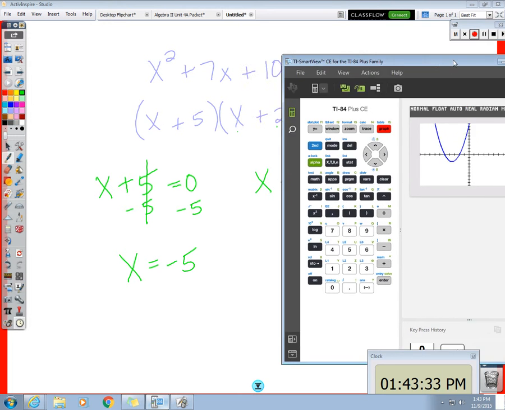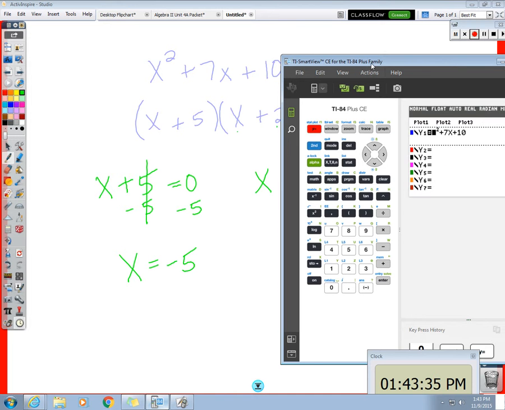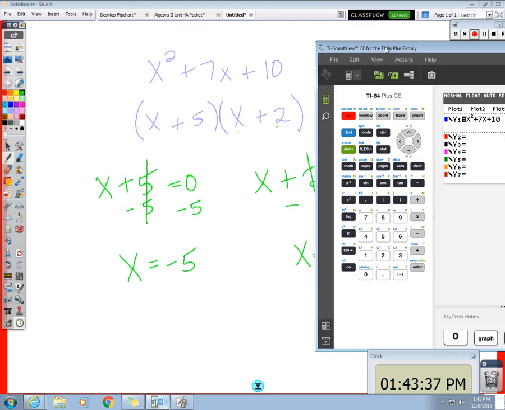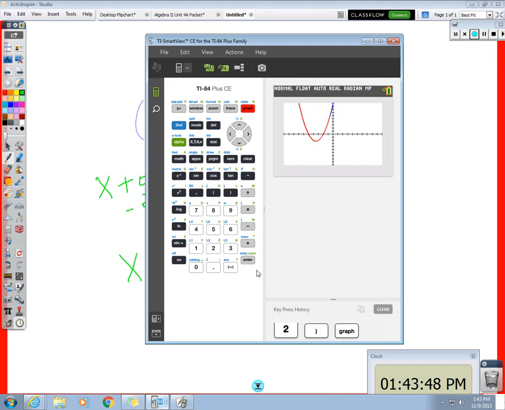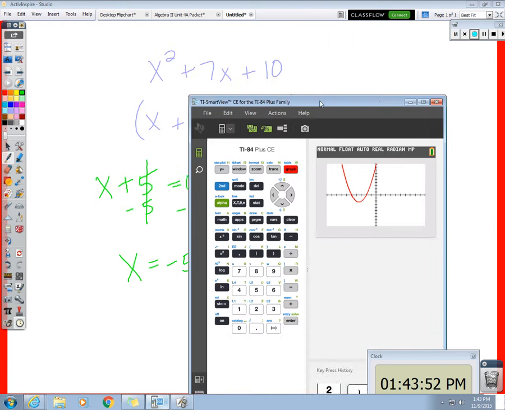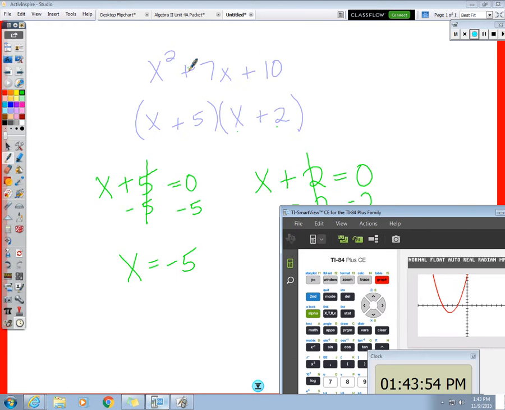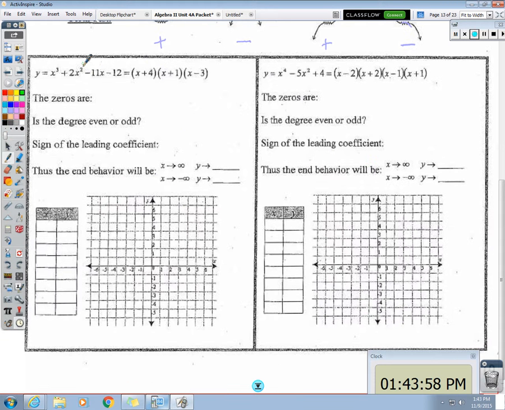Now let me show you one other thing. Remember how when we factored this, it was x plus 5 times x plus 2? I'm going to graph that now. x plus 5 times x plus 2. And then it just covers it up. It's the same graph. So now don't you believe me that those are the same thing? This is just non-factored form. This is factored form. Same thing with this one. This is not factored. This one is.